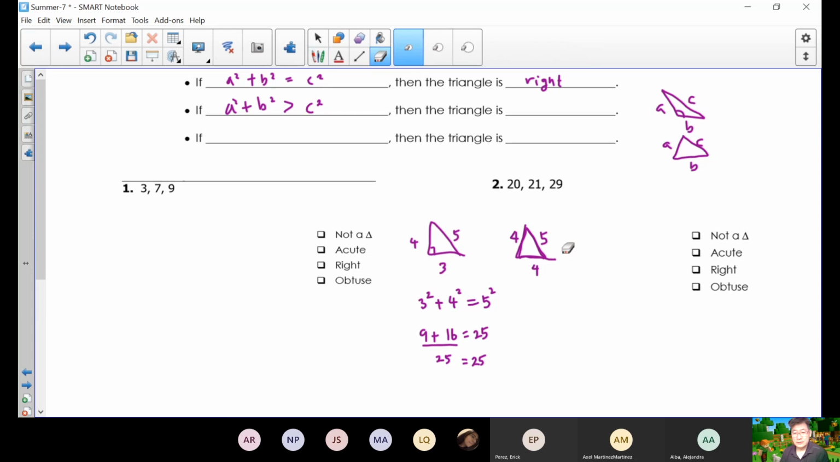What happened when you do 4 square, which is 16, plus 4 square, 16, and 5 square, so 25. So this side is 32, this is 25. So in this case, this is bigger, right? So a square plus b square is greater than c square. That case, it becomes what? Acute.